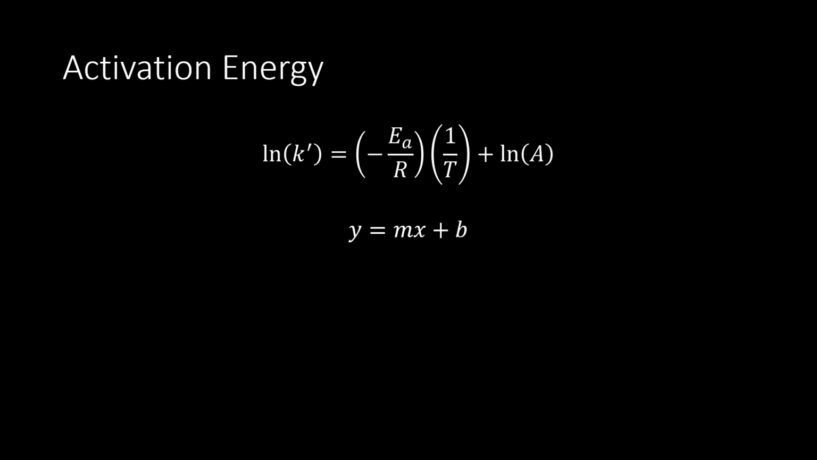And then plug them into Excel or any graphing program you have, and then from the resulting graph, find the linear trend line between those 2 points, and that will give you your y equals mx plus b, where b is just the natural log of your frequency factor, or more importantly, the slope m, which is equal to your activation energy over our ideal gas constant multiplied by -1.